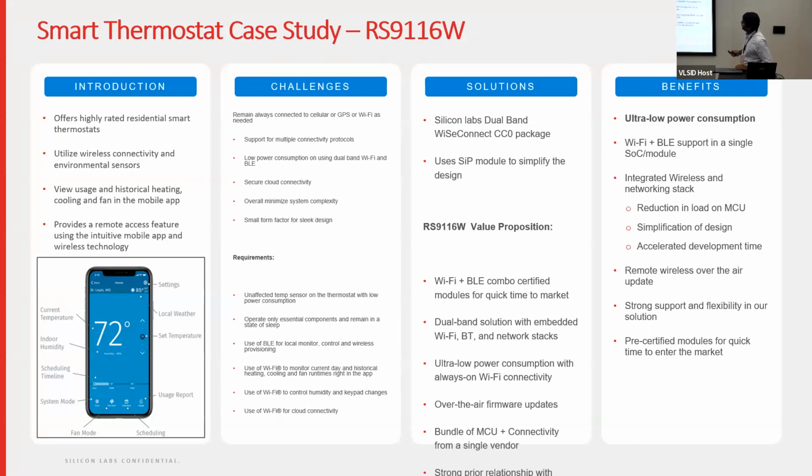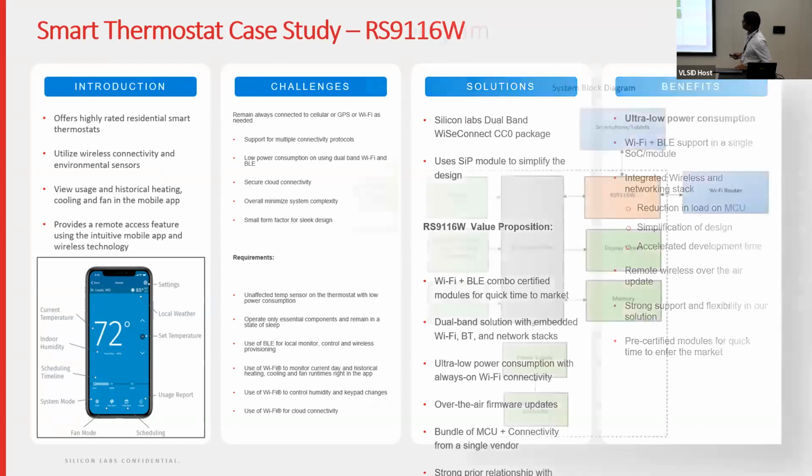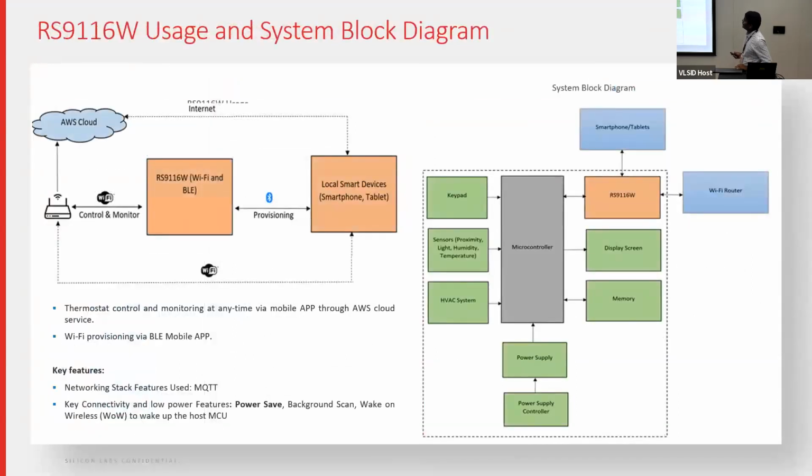He also has requirements for power consumption, and we will provide a solution with Silicon Labs. The power got consumed very little with the ultra low power mechanisms that we use. Coming to the block diagram, we have this RS916 Wi-Fi and BLE on the host, and we will use the smartphone to provision the Wi-Fi to connect to the access point and then to the cloud, and this will also be connected to the cloud.